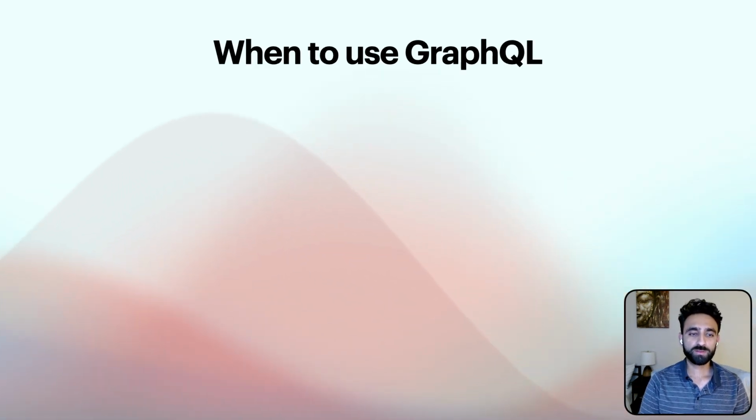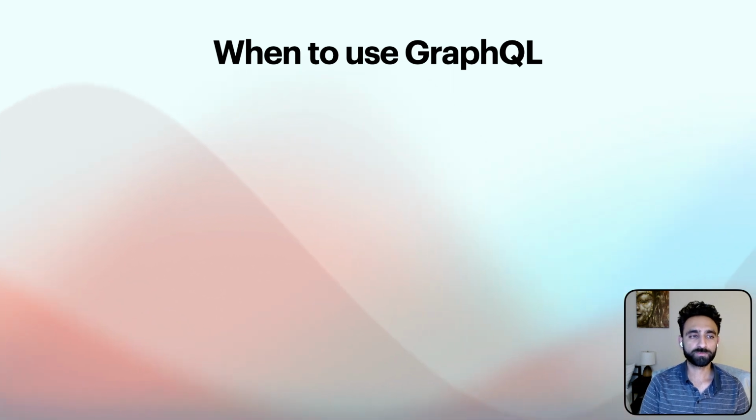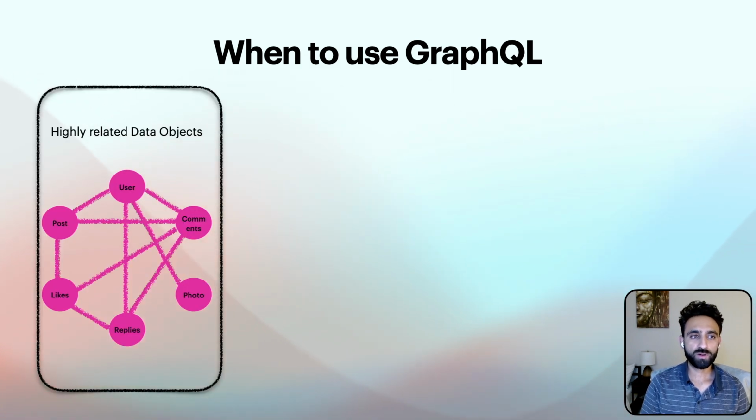So let's look at when to use GraphQL. So as we saw, GraphQL really shines when data being shared through the API is a set of objects with relationships between them. As more relationships are needed to be served through GraphQL, it becomes increasingly useful. So that's a good use case to use GraphQL.